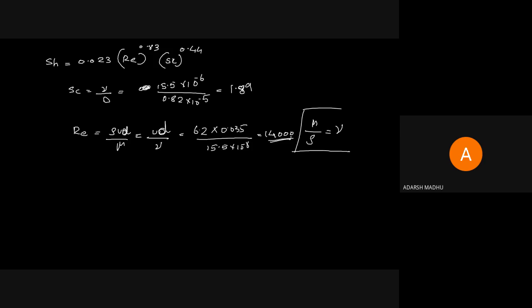Okay, then find the value of Sh here. Sh value is 0.023 into this particular value raised to 0.83 using a calculator, into Sc raised to 0.44. This is 0.023 into 14,000 raised to 0.83 into 1.89 raised to 0.44. You will get the value of Sh as 84.07. Very good, very good.